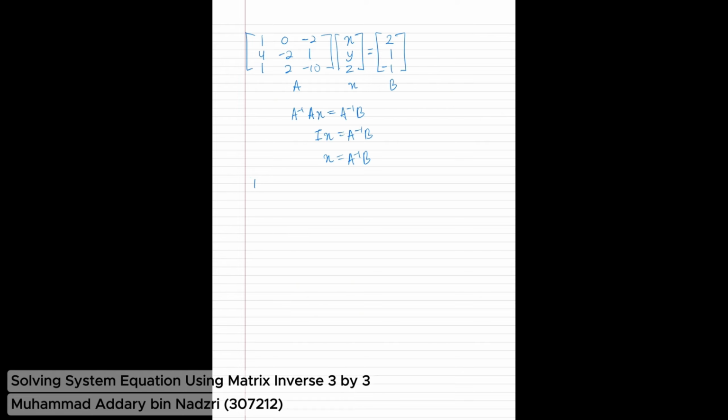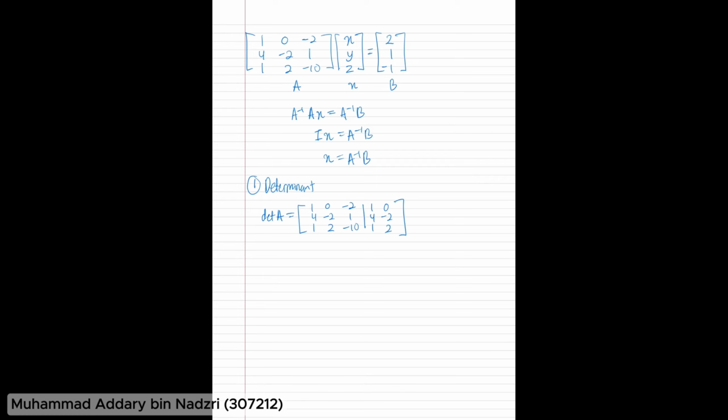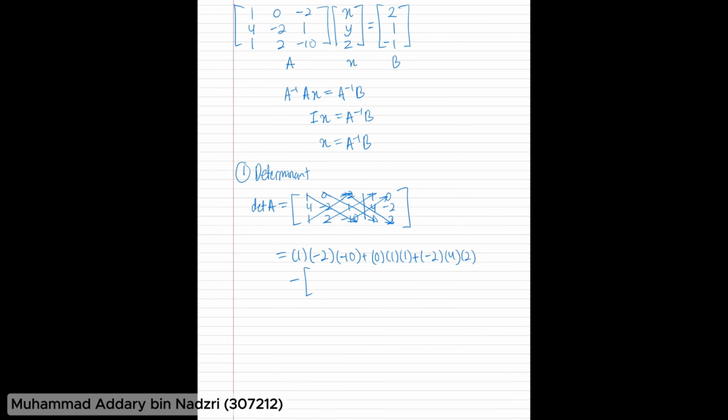First of all, we need to find the determinant. Determinant for 3 by 3 is as follows. Now, we are going to time the matrix in this way, and upwards. So our answer would be 2 minus. So our final answer for determinant of A would be -2.